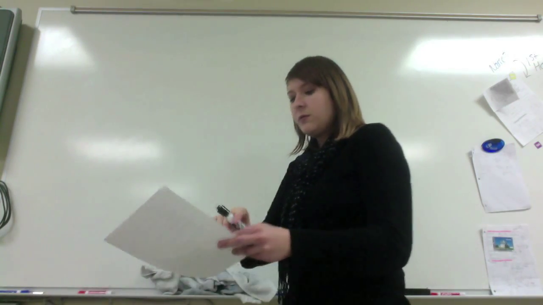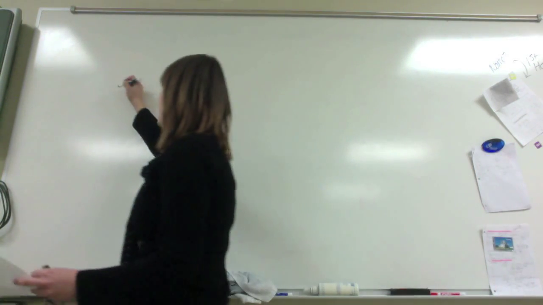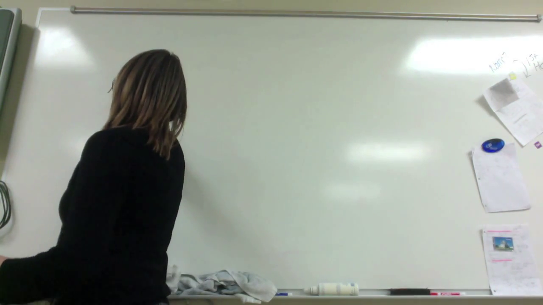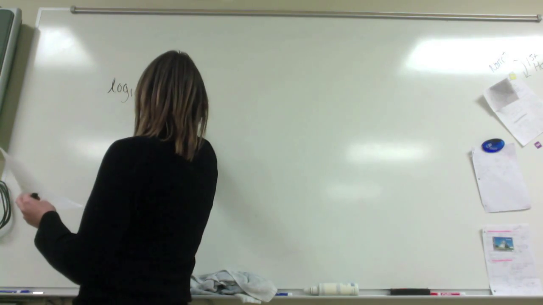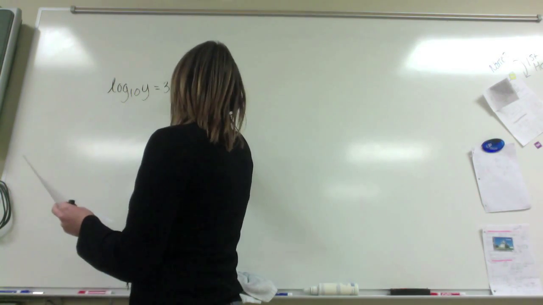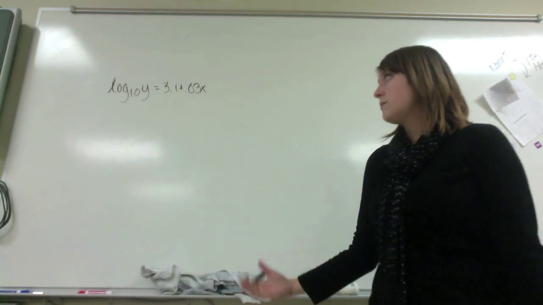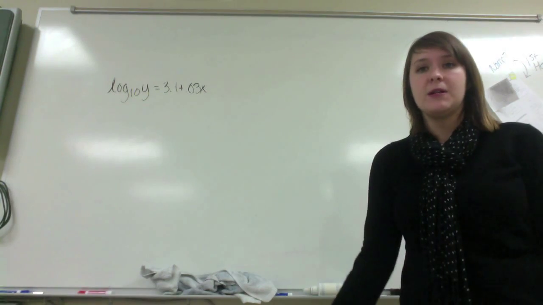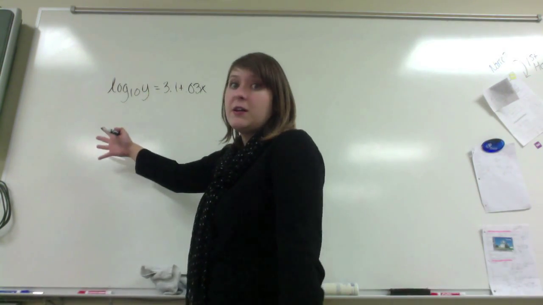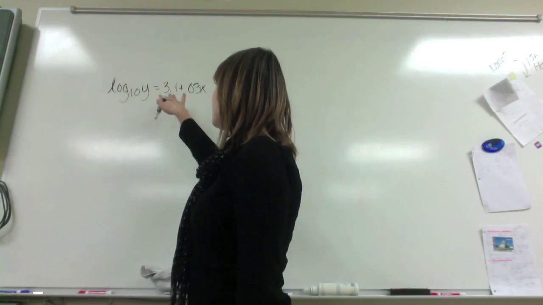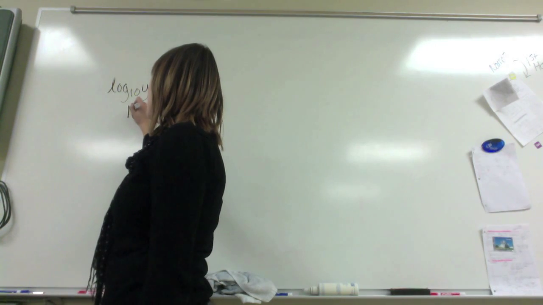All right, last problem on our notes. We want to rewrite this equation in exponential form. So we've got log base 10 of y equals 3.1 plus 0.03x. Probably the easiest place to start would be writing it in exponential form. So 10 to the 3.1 plus 0.03x equals y.